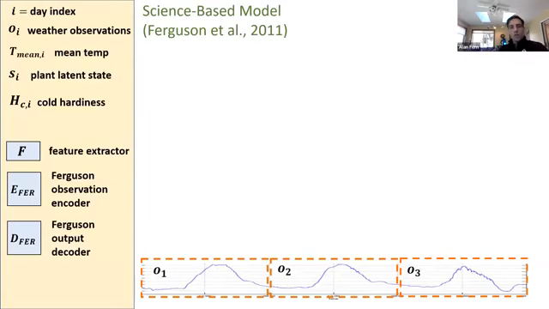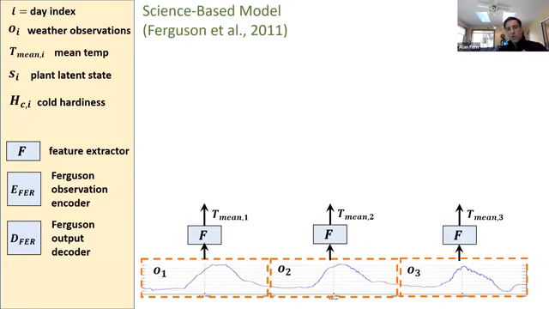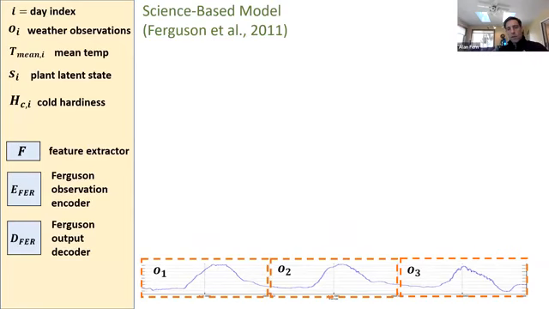So what I'm going to do is show you what the science model does at an abstract level, and then show you how we sort of turn that into a neural network type model. Just to give you a little idea about how this works.